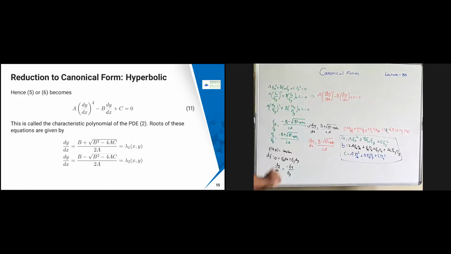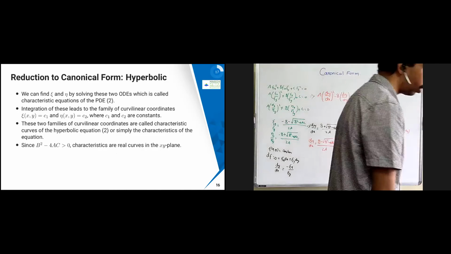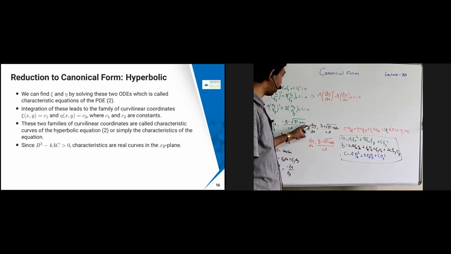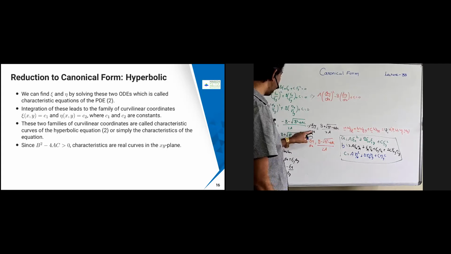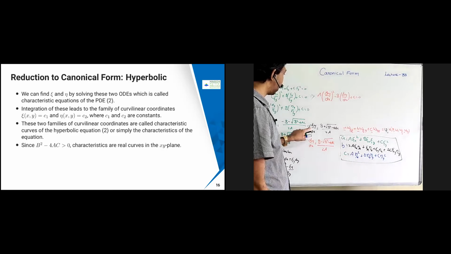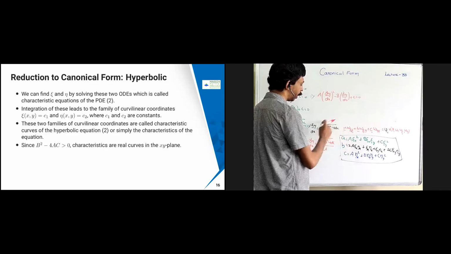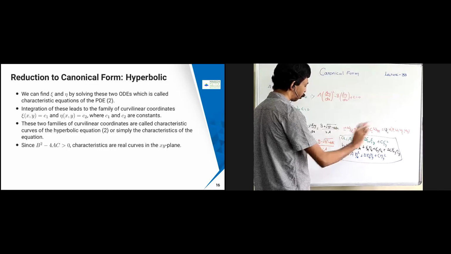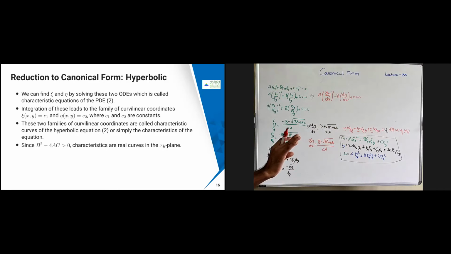Okay, so these two we are going to call the characteristic equations. If we solve these two equations, then you are going to get chi x and chi y. Once you solve this one, you are going to get y minus something equal to some constant. That constant I am going to call chi. Similarly, this constant I am going to call eta. That's the way we are going to obtain the chi and eta.